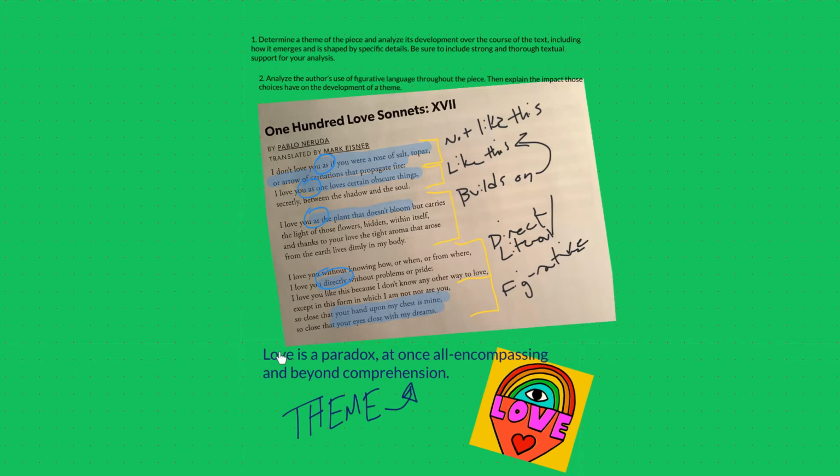So the theme that I chose or decided to go with was love is a paradox, at once all-encompassing and also beyond comprehension. Because if you read this poem, you see that he's trying to wrap his mind around how much he loves her, in terms of how he feels and how he thinks, and how it affects him intellectually and emotionally. And he can define it, but sometimes he can't quite wrap his mind around it. So he knows he's fully encompassed by it, but his abilities to define it only take him so far.